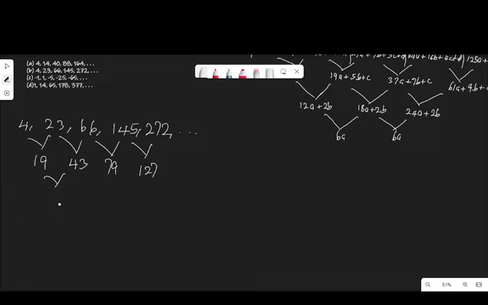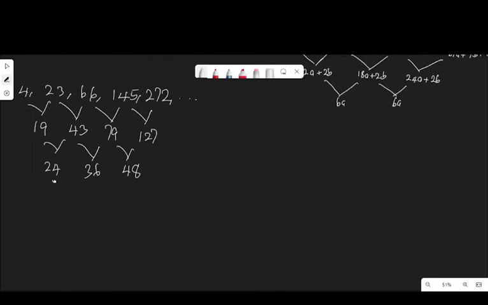The second order difference, 43 minus 19 is 24. 79 minus 43 is 36. 127 minus 79 is 48. That is the second order difference. Now the last order difference, which is the third one, 36 minus 24 is 12. Then 48 minus 36 is 12.